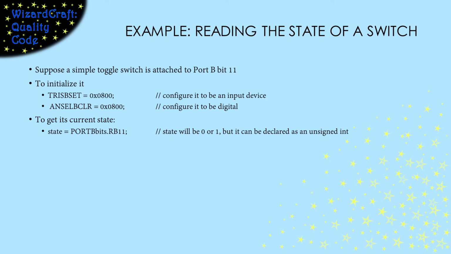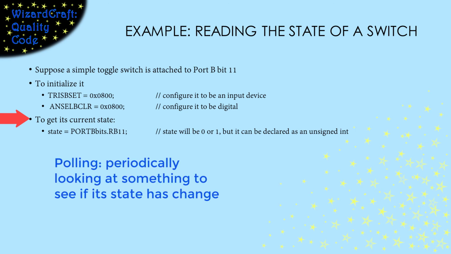For an example of input, suppose we have a simple toggle switch on port B, bit 11. We want it to be an input device that is digital. Then we can read PORTBbits to see its current state. To use this, you need to look at the pin to see if the state of the switch has changed. Usually, that's done periodically, and we call that polling. That's good enough for now.